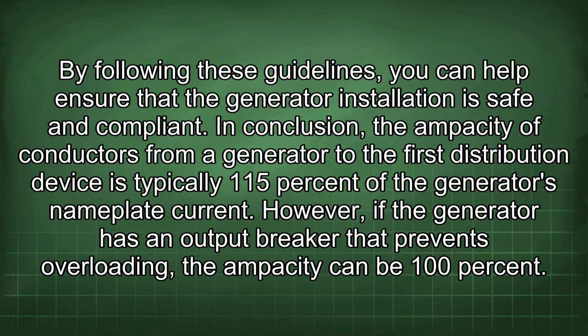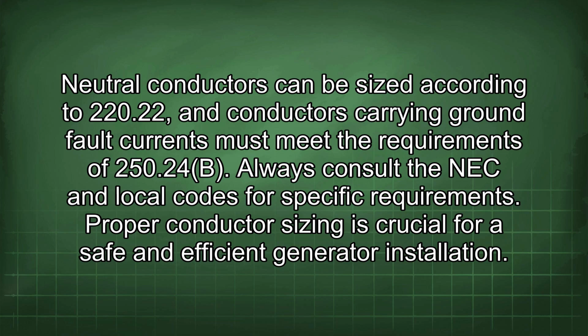In conclusion, the ampacity of conductors from a generator to the first distribution device is typically 115% of the generator's nameplate current. However, if the generator has an output breaker that prevents overloading, the ampacity can be 100%. Neutral conductors can be sized according to 220.22, and conductors carrying ground fault currents must meet the requirements of 250.24(B). Always consult the NEC and local codes for specific requirements. Proper conductor sizing is crucial for a safe and efficient generator installation.